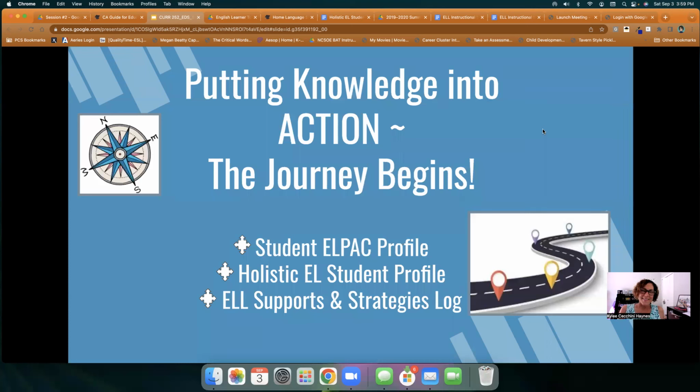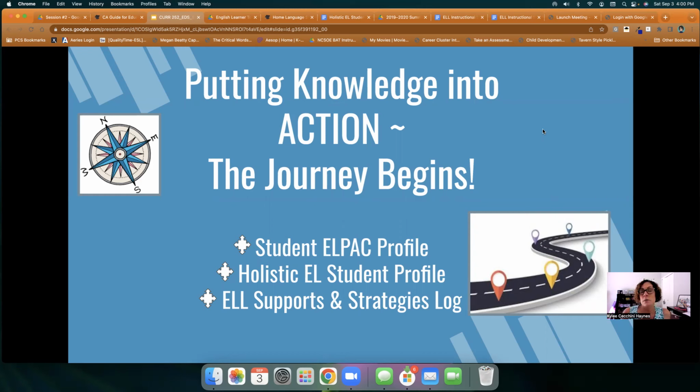So here we find ourselves. We've looked at the LPAC. Again, I know it's a lot of information, all fire hosed at you. I apologize. But we've looked at the LPAC, what it is, what the kids are doing, what we're asking them to do. We've looked at the reporting and what that means. So now what? Now we take this understanding of the test and the reporting, the data collection, and we put it into action. So our journey begins.